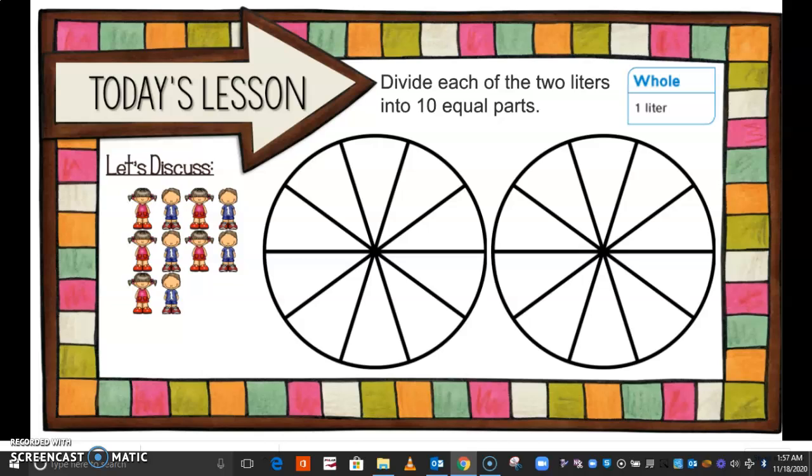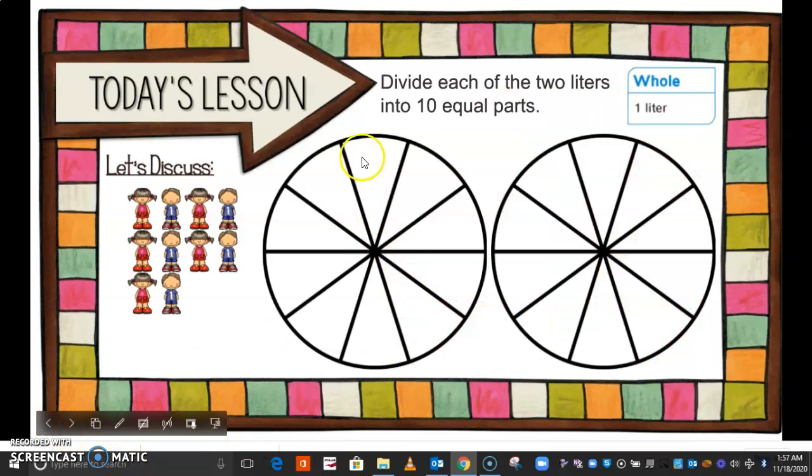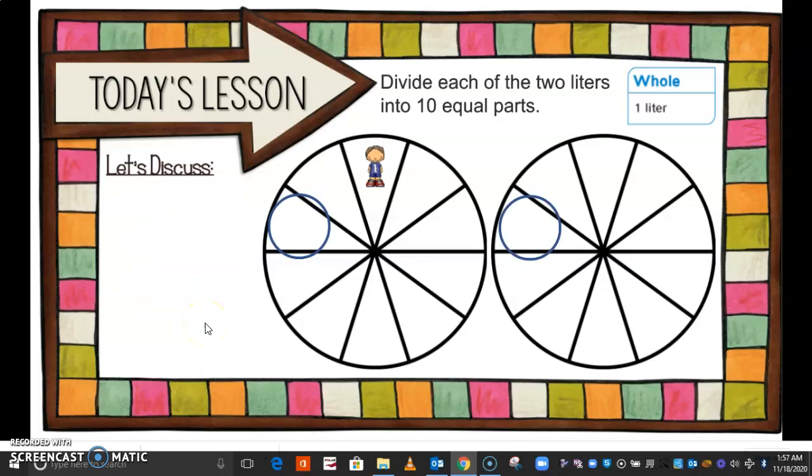The first thing is we know that our whole is 2 liters, because we've got 1 liter and 2 liters. So I've divided up, I've got 2 whole liters, and they're divided up in tenths. And here are my little preschoolers over here, okay? And so we're going to give each of them 1/10 of the juice.